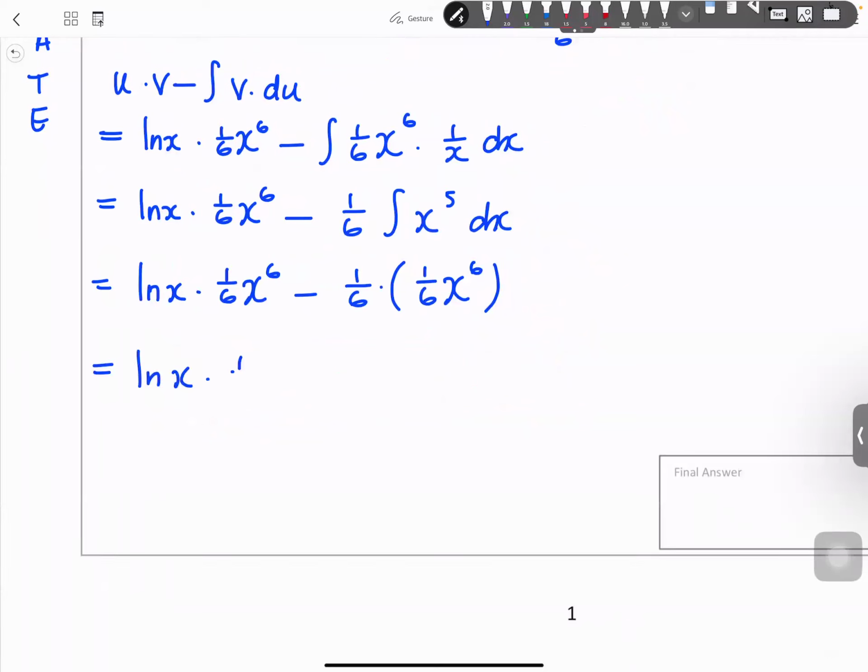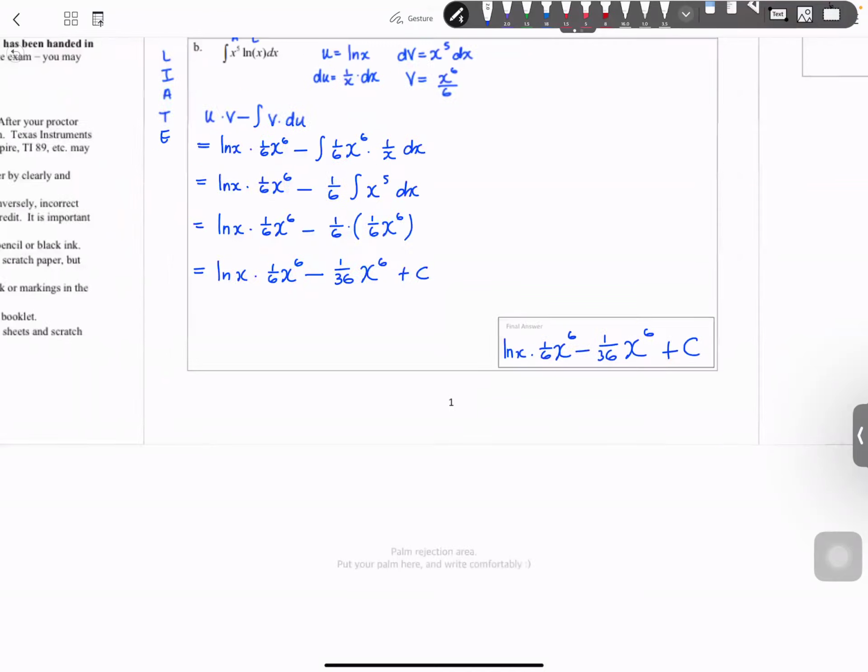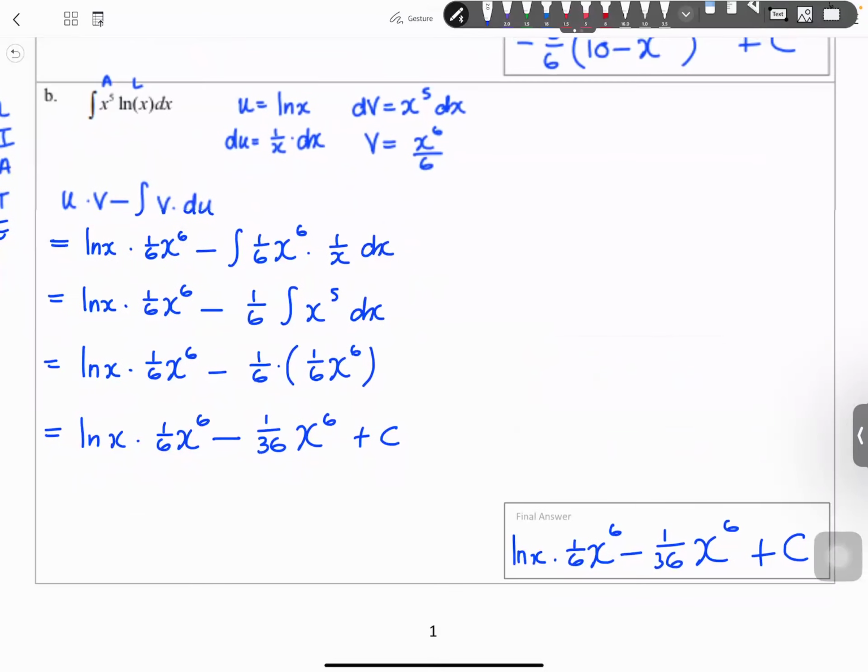Natural log of x times 1 over 6x to the power 6 minus 1 over 36 x to the power 6 plus c. Let's make sure we get this answer into our answer box. Oops. I don't know what I was doing here. So this is natural log of x times 1 over 6x to the power 6 minus 1 over 36 x to the power 6 plus c. All right, any questions for me?